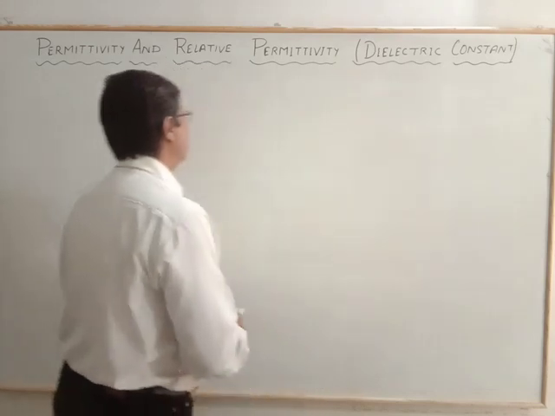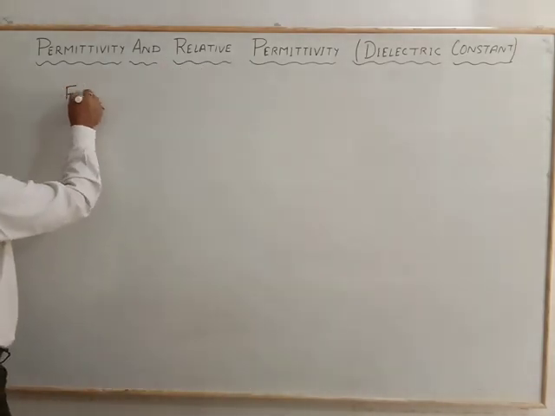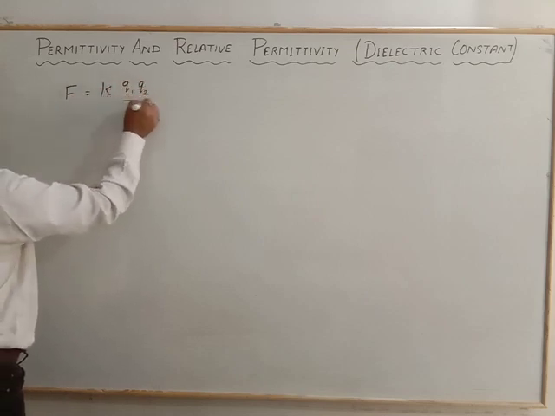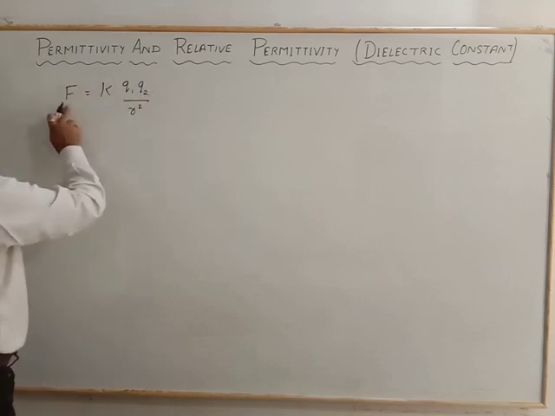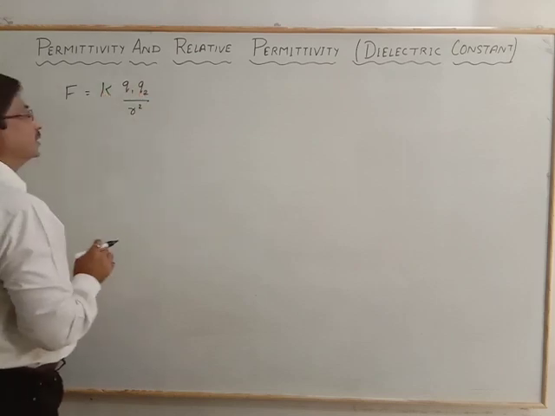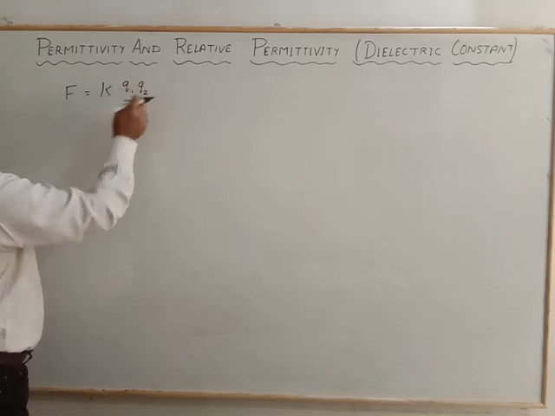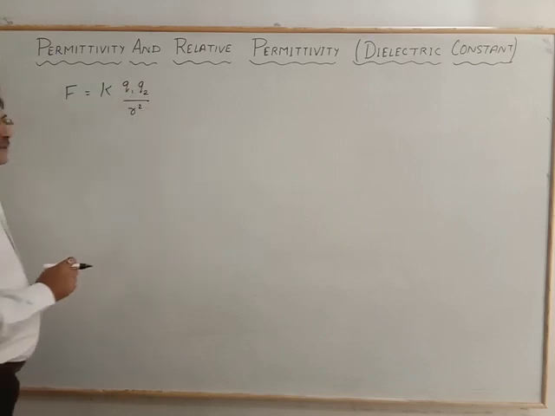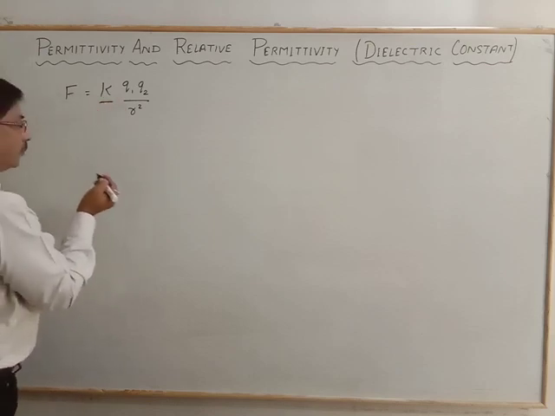Let's come to this one. We know that the Coulomb force is equal to K Q1 Q2 by R square. It says that the Coulomb force is directly proportional to the product of the charges Q1 and Q2, and inversely proportional to the square of the distance between them. What about this K? That K is the constant of proportionality.